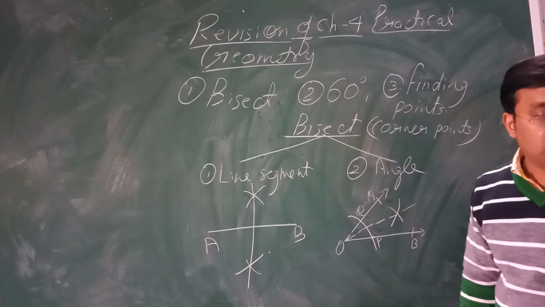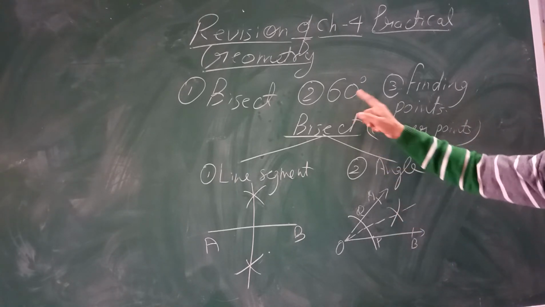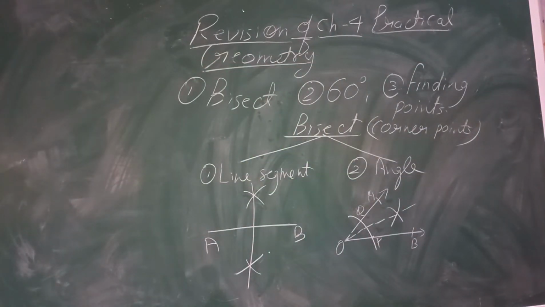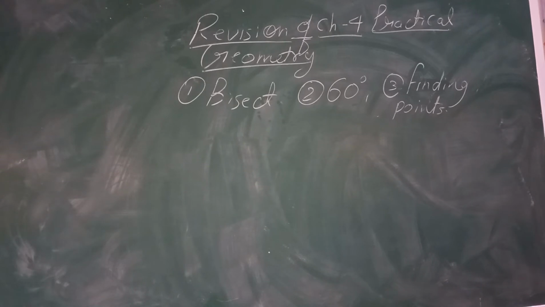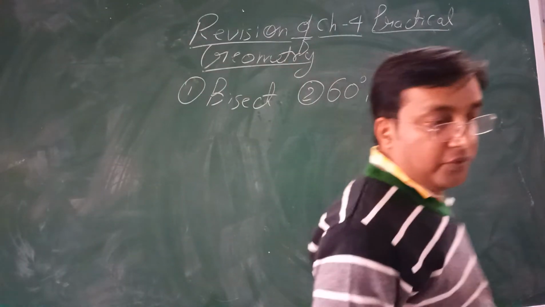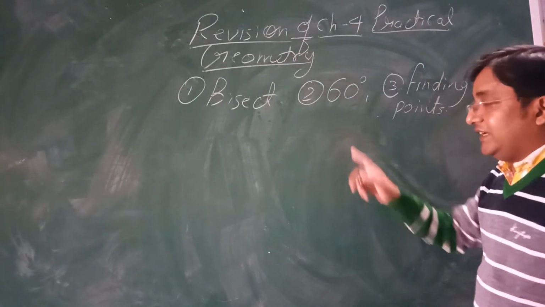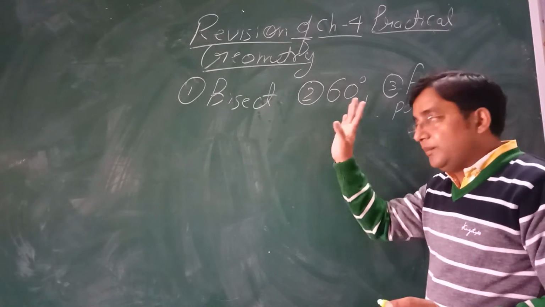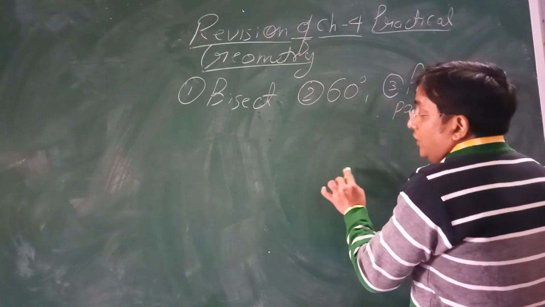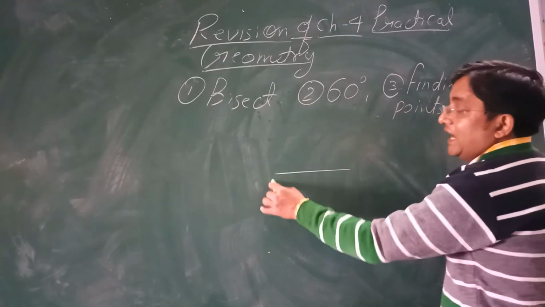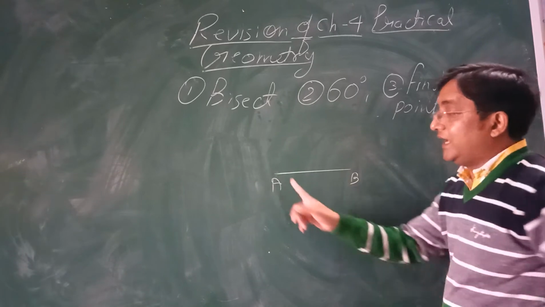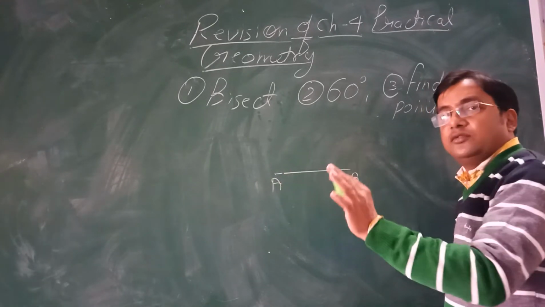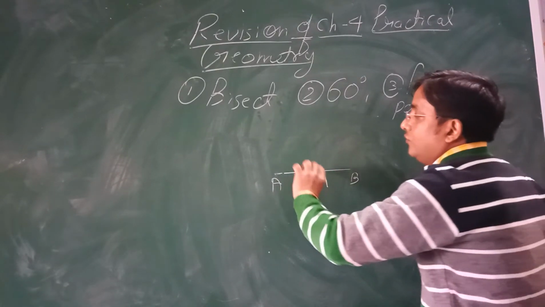Now let us come to the construction of 60 degree. Now I am going to explain the 60 degree angle. Only 60 degree I will tell you. The rest of the things you can make on your own. If you have to make a 60 degree at A, from A with any radius, small, large, whatever you want, you draw an arc like this.